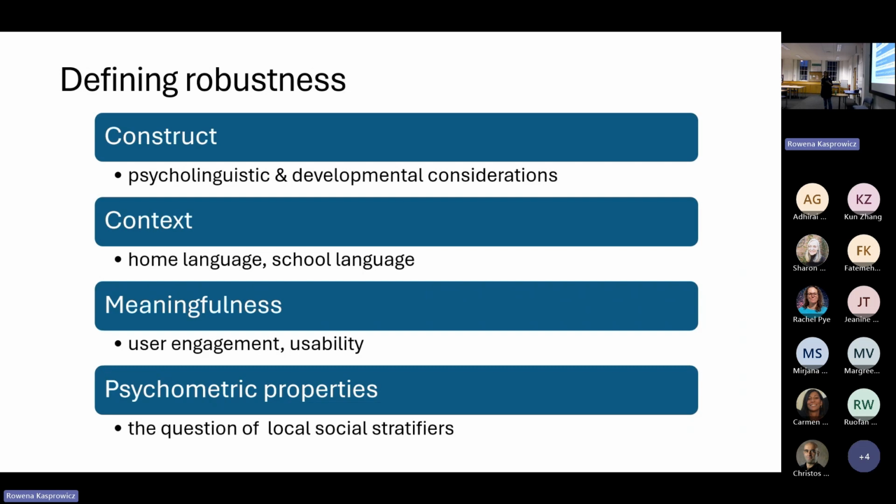So the usability, the user engagement had to be high enough for it to be an investment that was worthwhile for these governments. And then psychometric properties. I will focus today mainly on the first 2, construct and context, but I will show you how that's impacting psychometric properties when we've actually settled down to look at the properties of these tests.